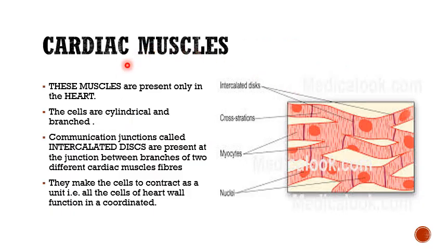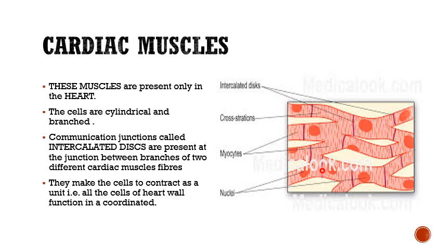The next is cardiac muscle. These muscles are present only in the heart. They are cylindrical and branched, as you can see. Communication junctions are called intercalated discs. These intercalated discs are present at the junction between the branches of two different cardiac muscle fibers. They make the cells contract as a unit, and all the cells of the heart wall function in a coordinated and rhythmic manner.